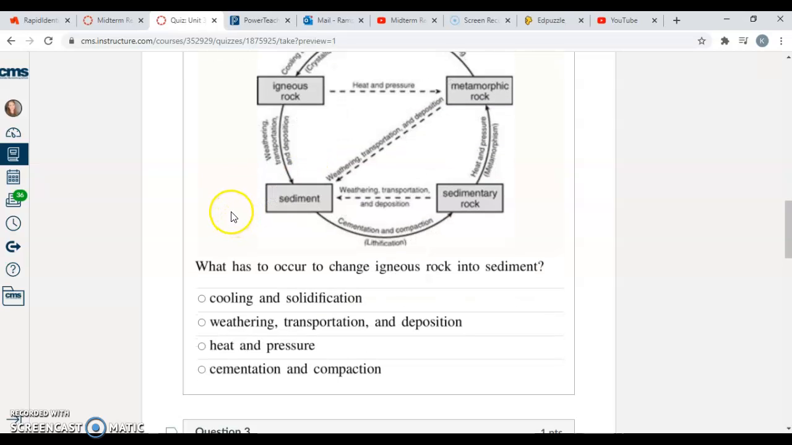So go ahead and pause. Make sure you read the action and make sure you're recognizing it's asking us, we're changing from igneous into sediment. So we just need to follow the arrow. So we found our igneous, we followed it to the sediment, and now this action is going to get us there. So go ahead and pause and answer.